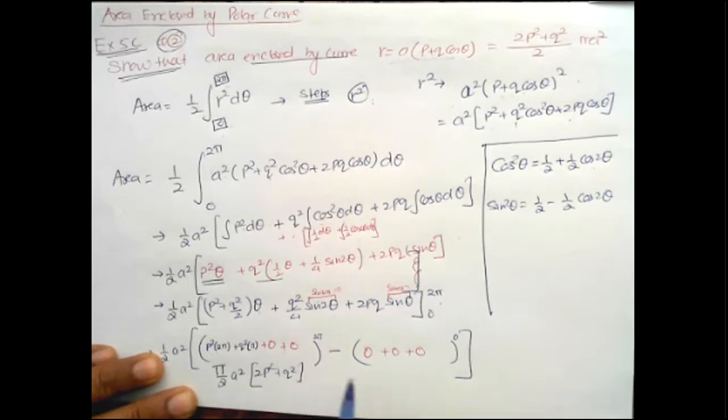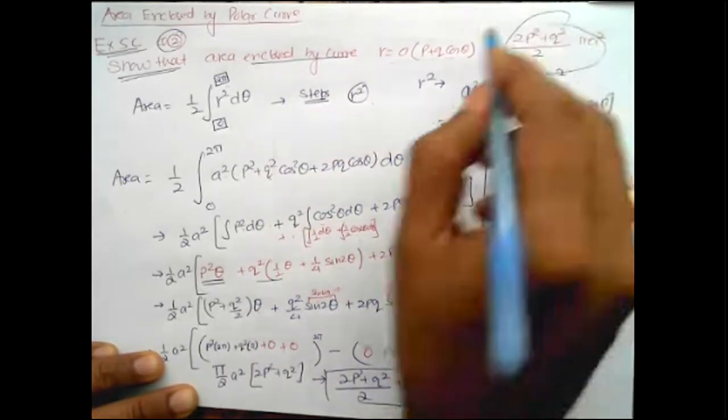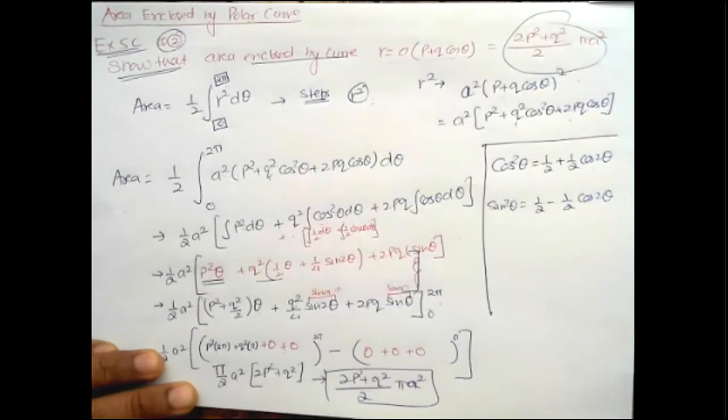So what do I get, people, in the end? This is (2p squared plus q squared) pi a squared over 2. And that's what we wanted to prove. This was our target. That's the area enclosed by the whole curve. Now we're going to do a couple of questions with sectors.